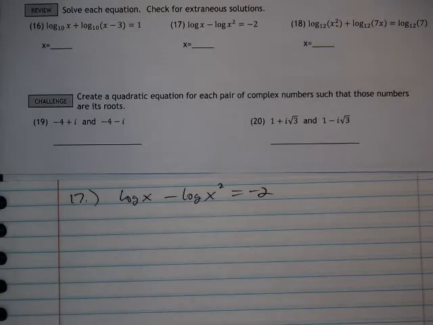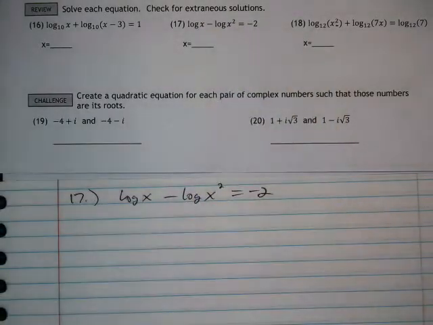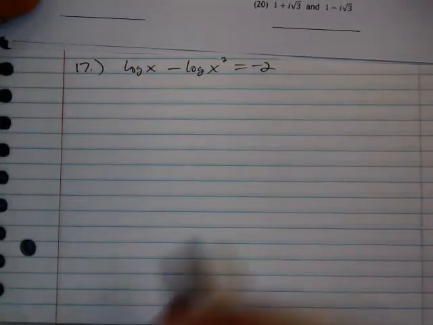Algebra 2, worksheet 22.4. I'm on the back, number 17. I've got that log equation: log of x minus log x squared equals -2. I went ahead and wrote it down here so I can have a little more room to work.